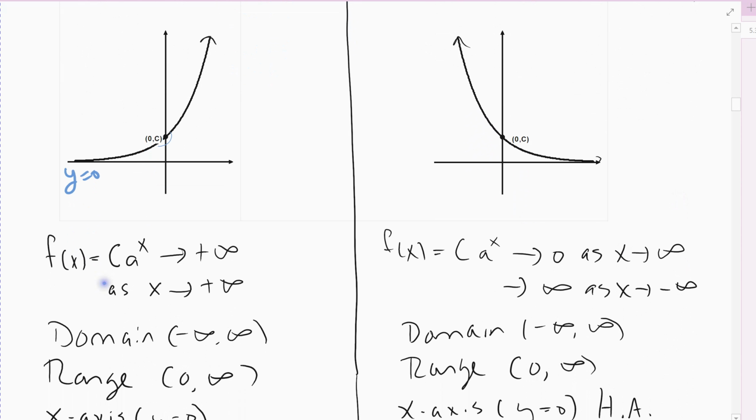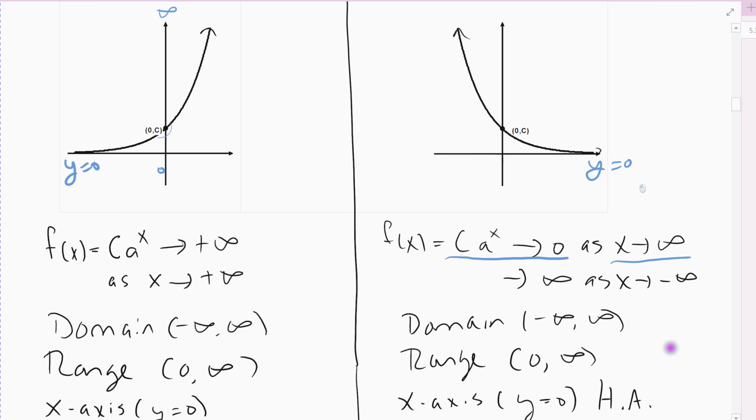In the growth case, as I plug in bigger values of x, my function gets bigger, and it gets bigger very fast. The opposite is happening over here. It's getting smaller, and very fast. My function approaches 0 as I plug in big values. The domain and ranges are both the same. I can plug in anything I want. Domain is negative infinity to infinity. Range for both is 0 to infinity, not including 0 because it never actually hits the x-axis. It approaches it, but never hits it.